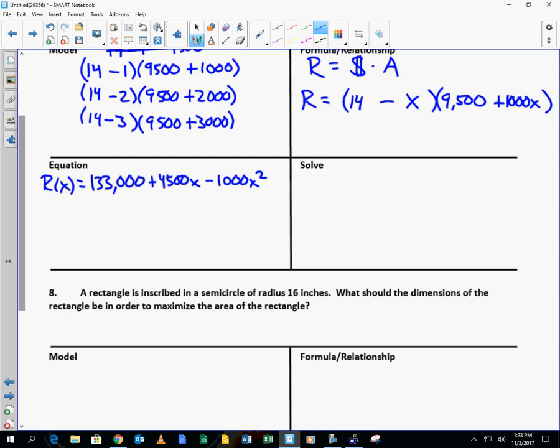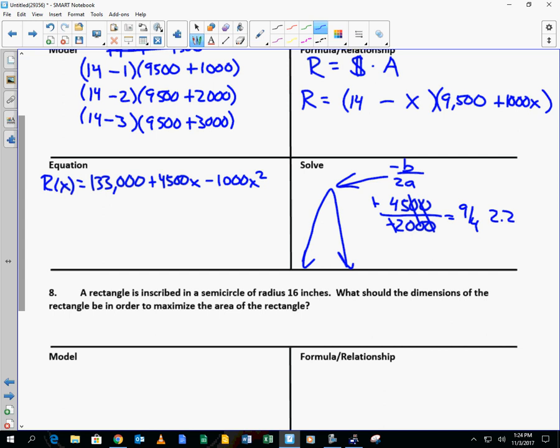Do you know what shape that looks like? That is a parabola. Does it have a maximum? Thank goodness, because we're trying to maximize revenue. I find the maximum by doing negative b divided by 2a, which would be negative 4,500 divided by negative 2,000. Negatives cancel. Take 100 off. I got 45 over 20. Divided by 5, I got 9 over 4, or 2.25, right?